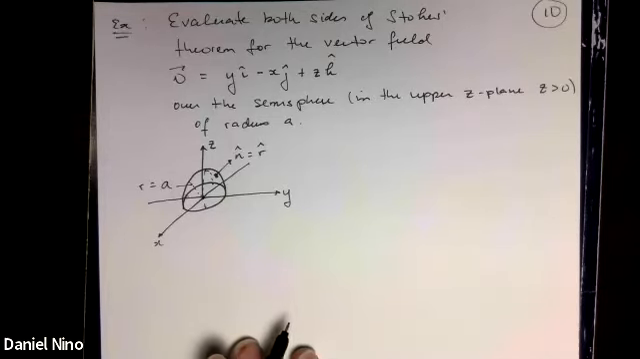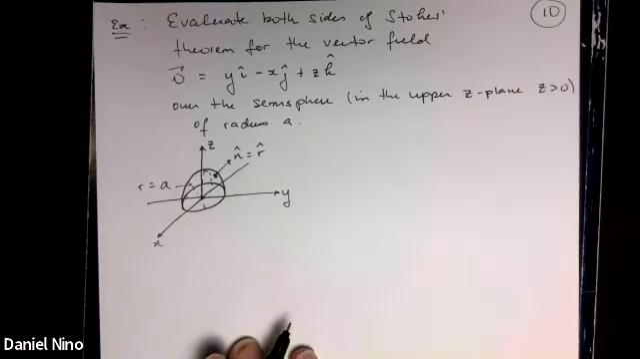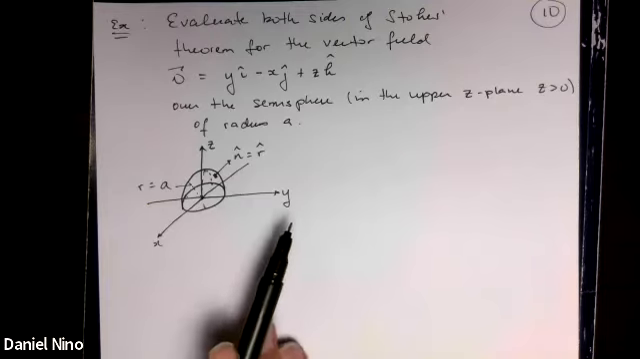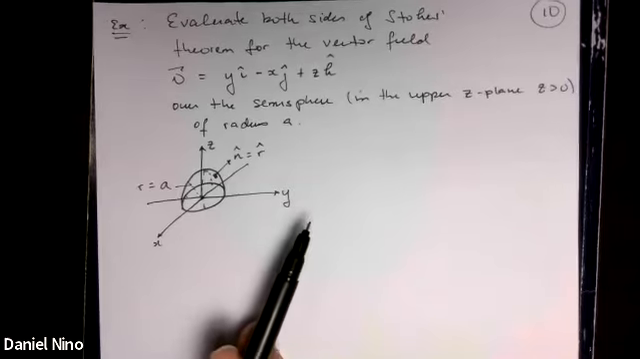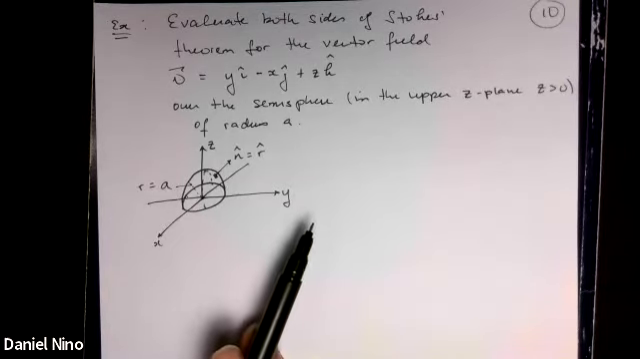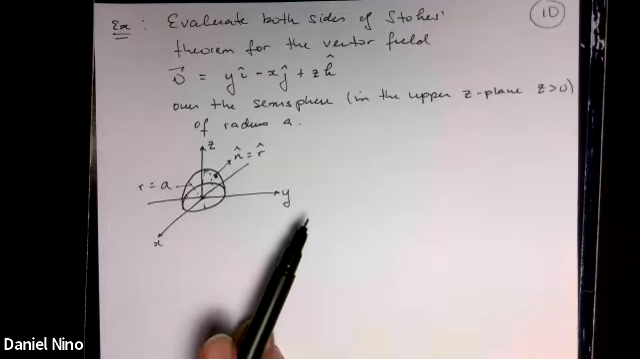Having introduced Stokes' theorem in the last video, this video will constitute an example where we'll evaluate both sides of Stokes' theorem to show its validity and to show that one of the sides of Stokes' theorem will be easier to calculate than the other.